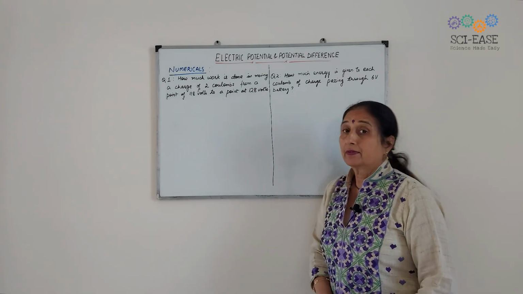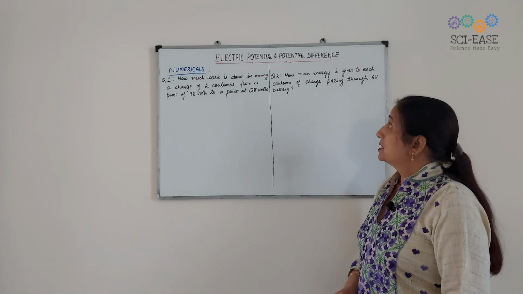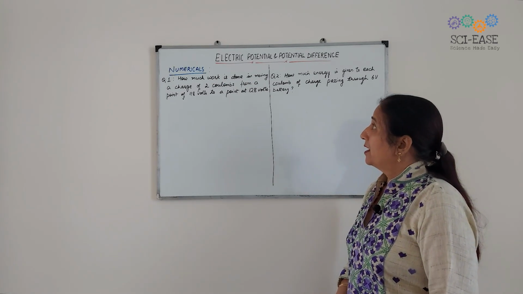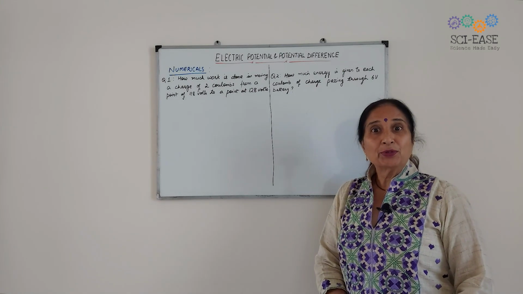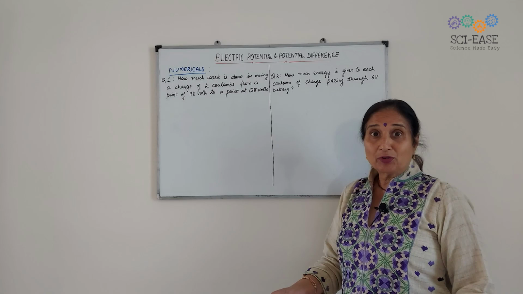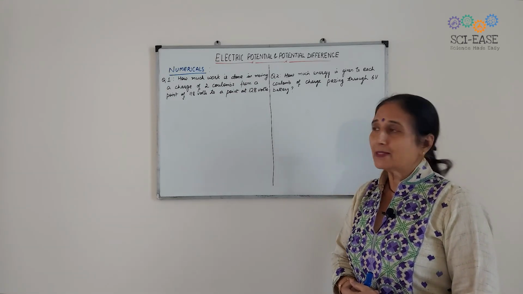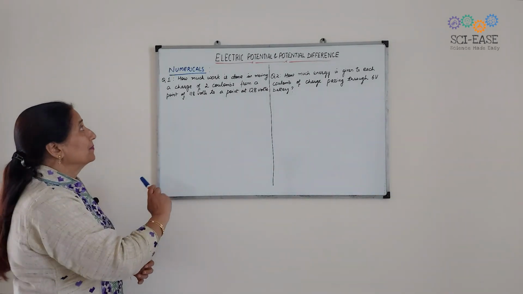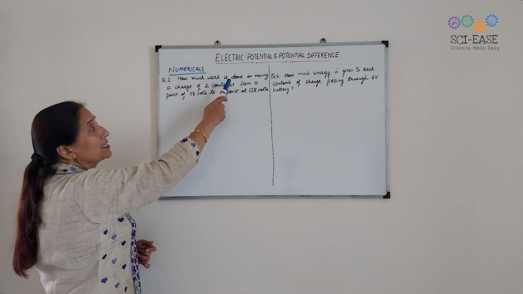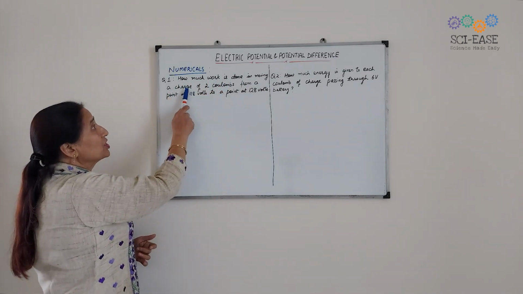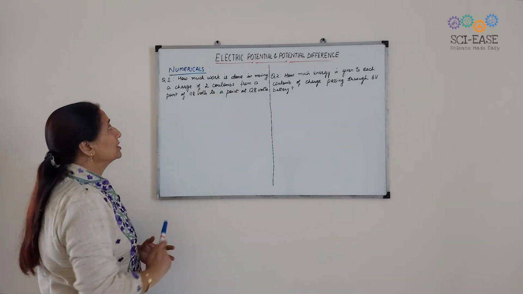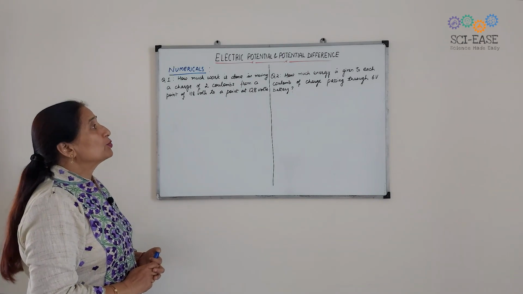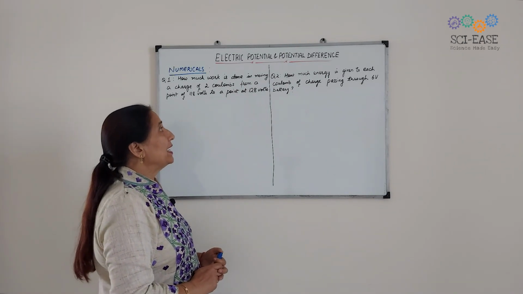In continuation to this electric potential and potential difference, I will discuss here two numericals, because I have told you that this expression is very important. Now, the first numerical is: how much work is done in moving a charge of 2 coulombs from a point of 118 volts to a point at 128 volts?